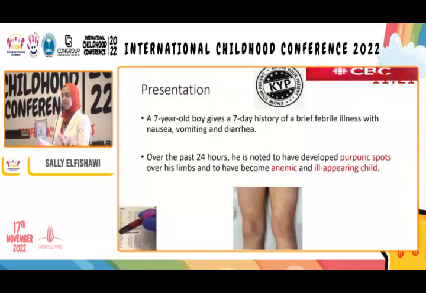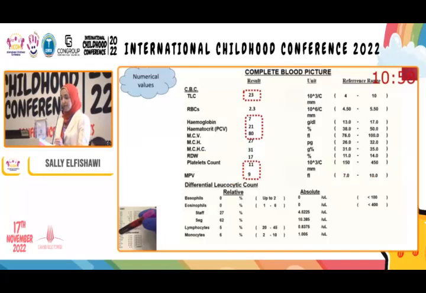We have a 7-year-old boy who gives a 7-day history of brief febrile illness with nausea, vomiting, and diarrhea. Over the past 24 hours, he was noted to have developed purpuric spots on his limbs and to have become an anemic and ill-appearing child. Let's have a look at his CBC. We will look at the 3 lineages. TLC was 23, and as for the RBCs, the hemoglobin was 7, and the MCV is normal. As for the platelet count, there was marked thrombocytopenia.